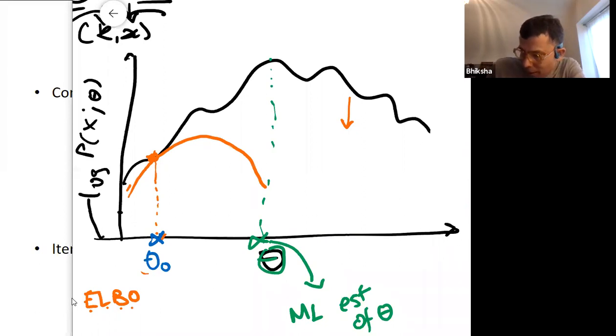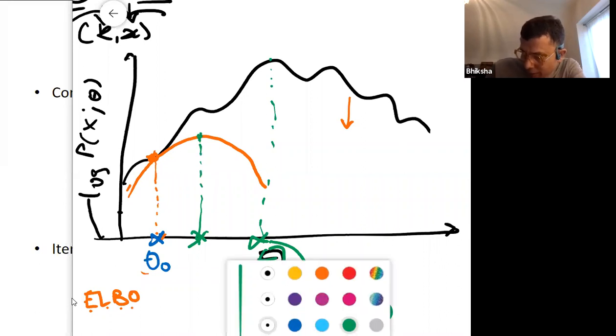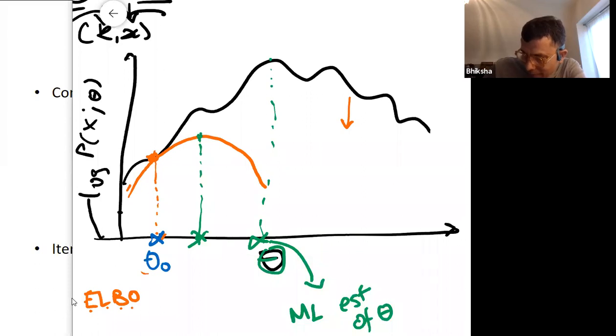Then having done so, I'm going to maximize the elbow. The elbow will be a nice clean function which is easily maximizable. And when I maximize my elbow, the maximum of the elbow is over here. So my elbow function gets maximized at this point. Now here's what I know. At this point, because I'm maximizing the elbow, this value is going to be greater than this value, right? So this guy is greater than here. But because it's a lower bound, this also means that this guy is greater than this one, right?